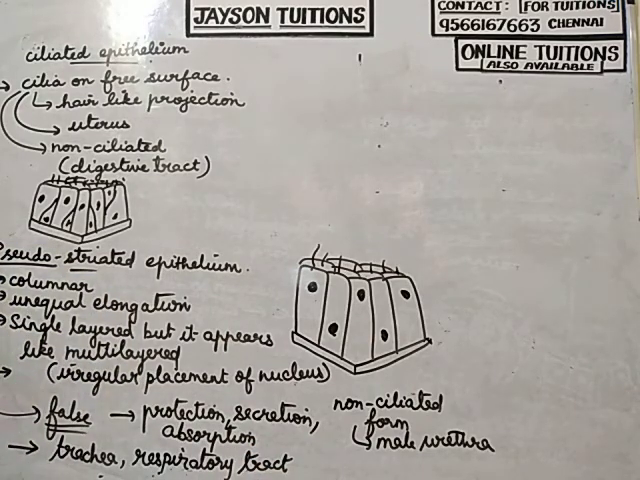Today we have studied the epithelial tissue. In that we have completed the simple epithelial tissue: squamous, cuboidal, columnar, ciliated and pseudo-striated. In the next class, we will be studying compound epithelium.